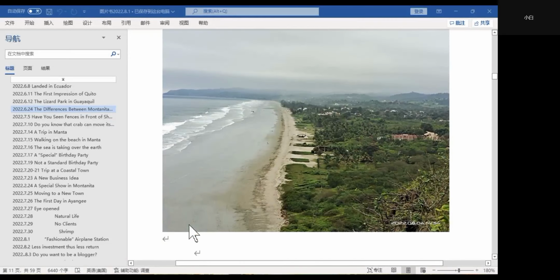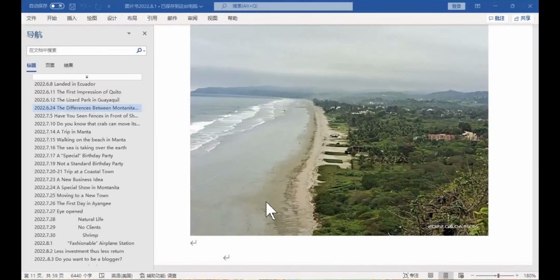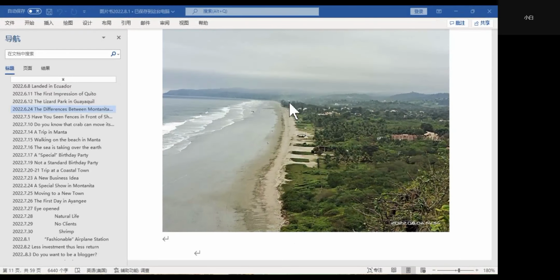Here, look at the picture. I took this picture on the mountain, and we can see the beach clearly. And here, this part is Olon. And here, when the peak season comes, for example, in December, Montanita will have thousands of tourists, and many of the tourists will visit Olon. And this town is only around here, maybe this part is Olon.